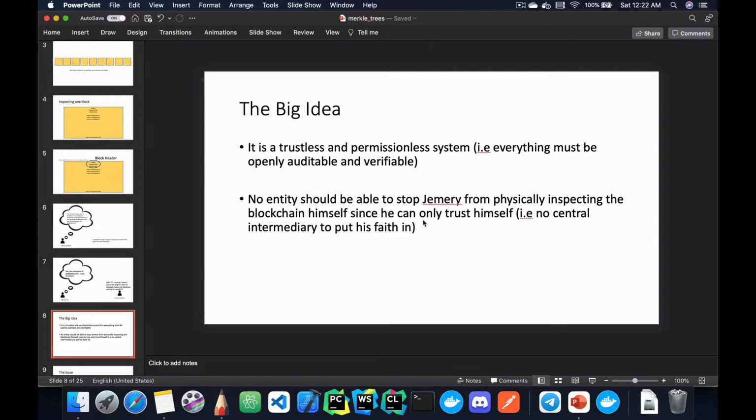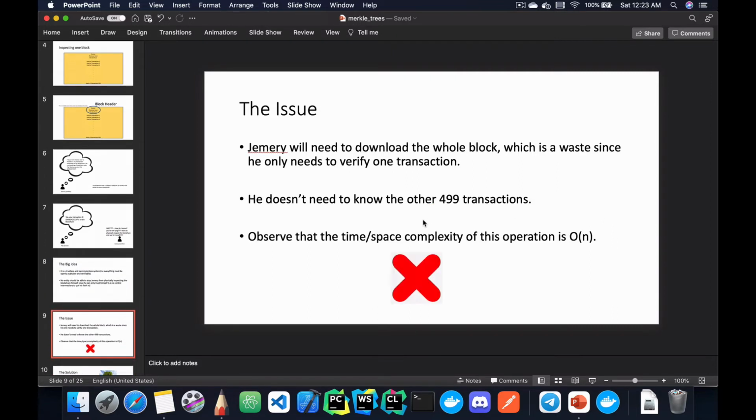So in this context, nobody should be able to stop January from physically inspecting the blockchain himself, especially since blockchain is a trustless system. It's a system that's not built on trust, meaning he doesn't have to trust Flip at all for this to work. So this means that January will need to download the whole block in order to verify his transaction.